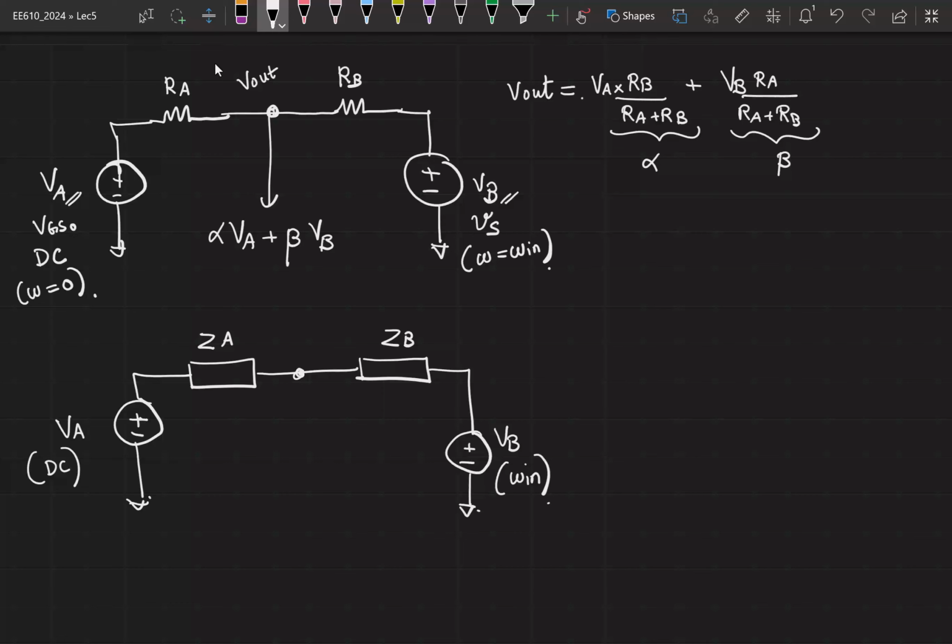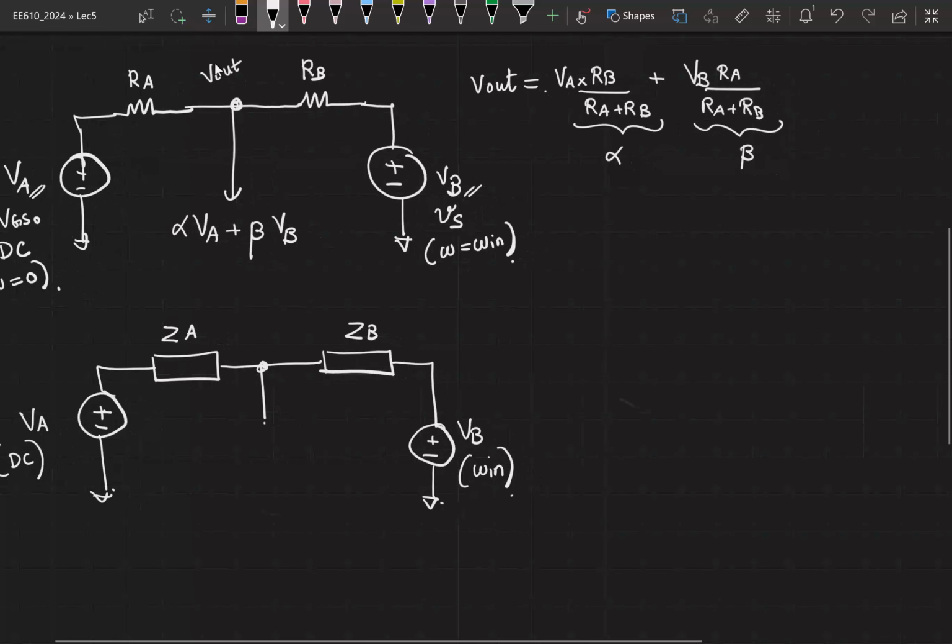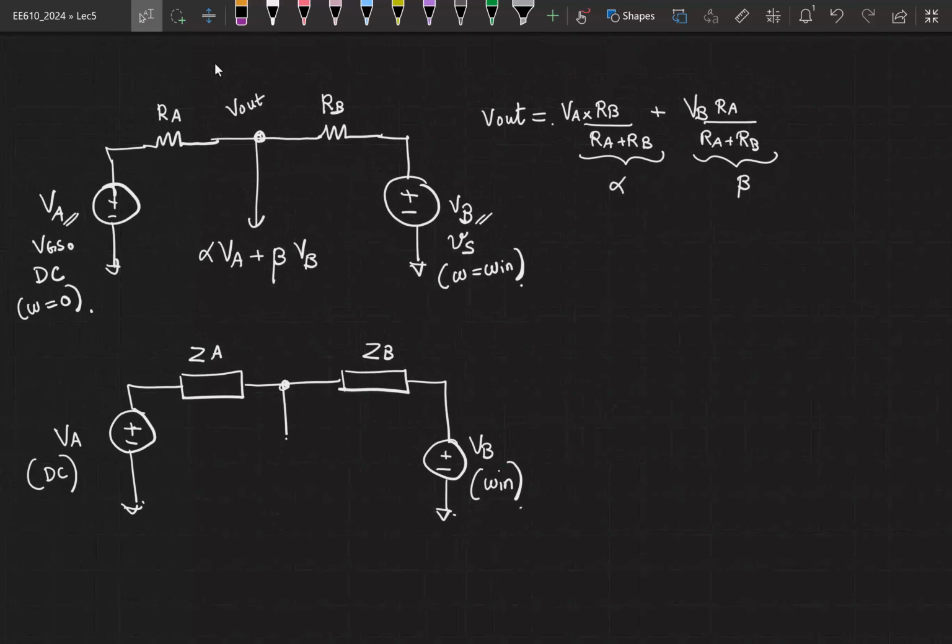Now I still want to calculate the output here. How do I proceed? Same method, but I have to do a steady state sinusoidal analysis or a phasor analysis. And how do we do this? When you are doing a steady state sinusoidal analysis, you cannot consider all the frequencies at the same time. You solve it for the first frequency, then you solve it for the second frequency.